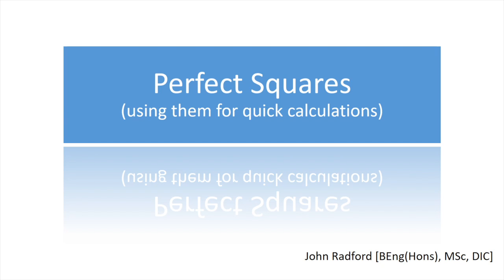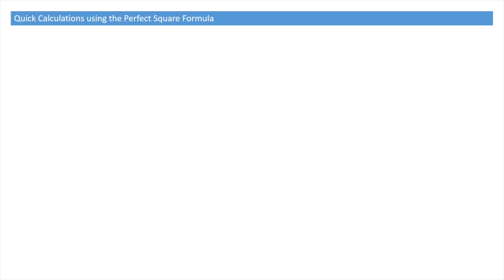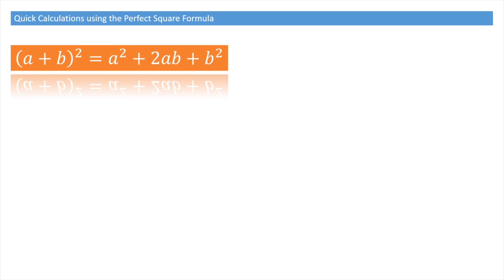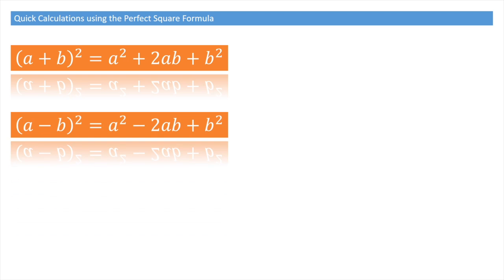In this video, we'll learn how to use the perfect square formula to do some quick calculations. Now remember, the perfect square formula we had seen were (a+b)² = a² + 2ab + b², as well as (a−b)² = a² − 2ab + b².